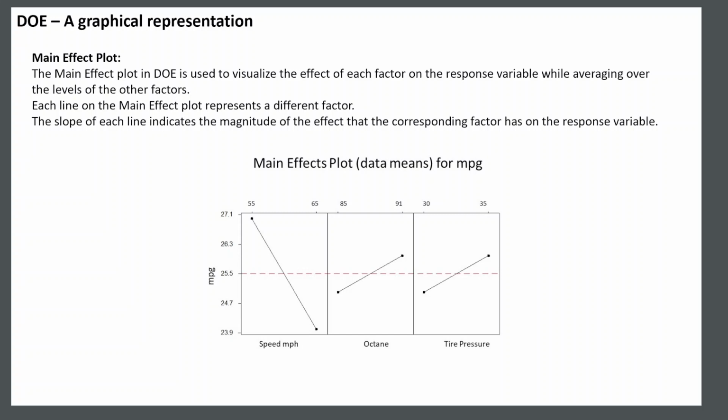Each line in the main effect plot represents a different factor. The slope of each line indicates the magnitude of the effect. A negative slope means a negative impact, a positive slope means a positive impact. A higher slope means a higher impact. A higher magnitude of slope is a higher magnitude of impact. So the slope gives the magnitude.